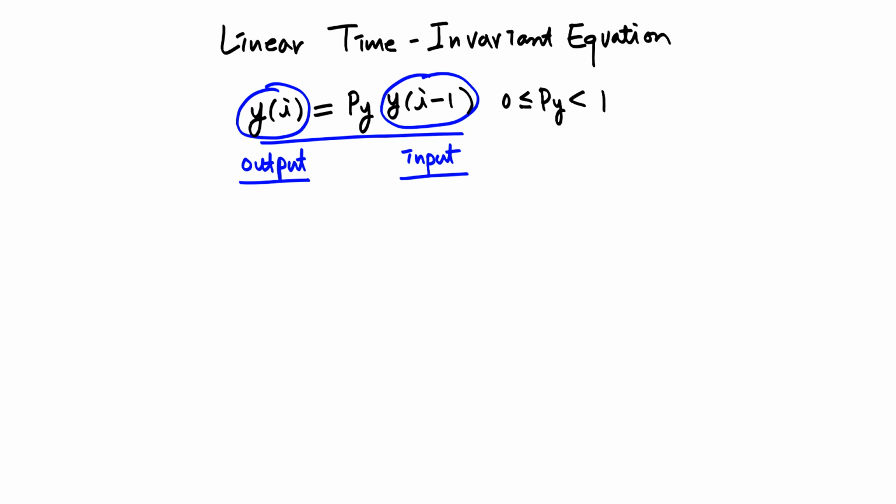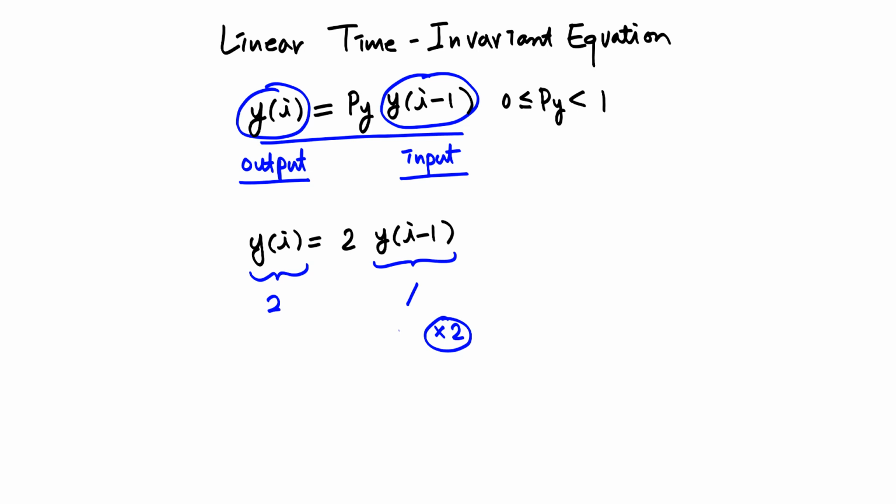Let's say our p sub y value is 2. So y of i is 2 times y of i minus 1. And let's say this value is 1, okay? And what is this value? The output is 2. How about if you increase this input by 2? Then we get this value 2, and here we have 4, which is also 2 times larger than this output.